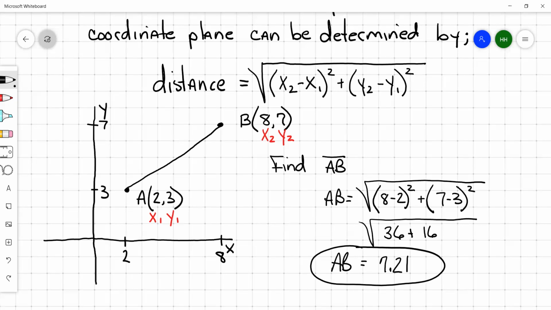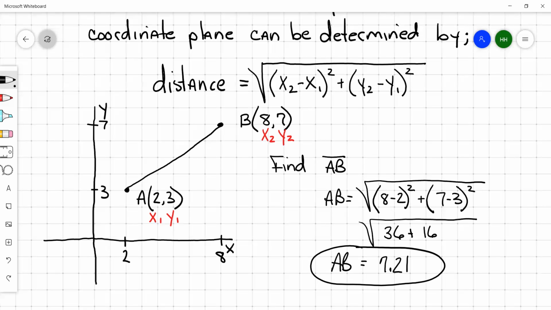All right. So if these coordinates were a foot apart on the coordinate plane, then this segment would be 7 feet long. If the coordinates on the coordinate plane here were a mile apart, well then segment AB would be 7.21 miles. So it's that distance in whatever unit of measure your coordinate plane is in. Everybody understand that? Simple enough?